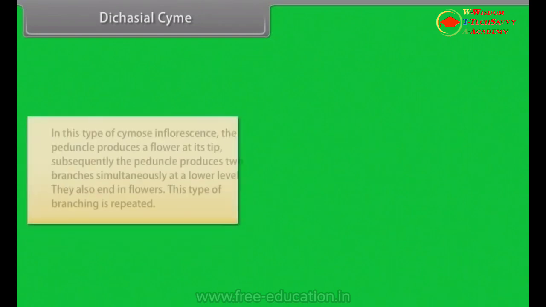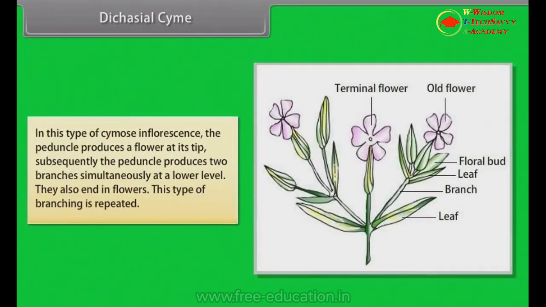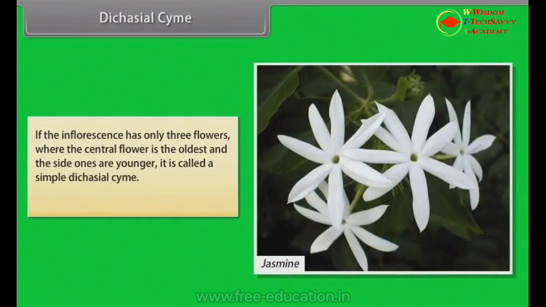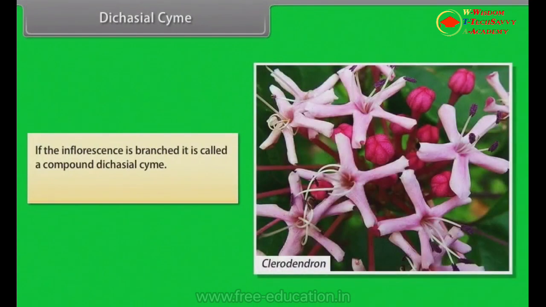Dichasial cyme. In this type of cymose inflorescence, the peduncle produces a flower at its tip. Subsequently, the peduncle produces two branches simultaneously at a lower level. They also end in flowers. This type of branching is repeated. If the inflorescence has only 3 flowers, where the central flower is the oldest and the side ones are younger, it is called a simple dichasial cyme. Example, jasmine. If the inflorescence is branched, it is called a compound dichasial cyme. Example, Clerodendron, Ixora.